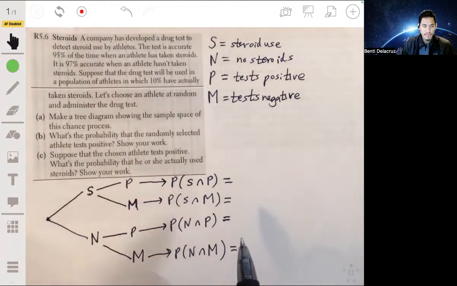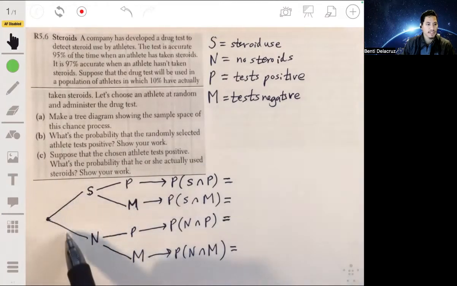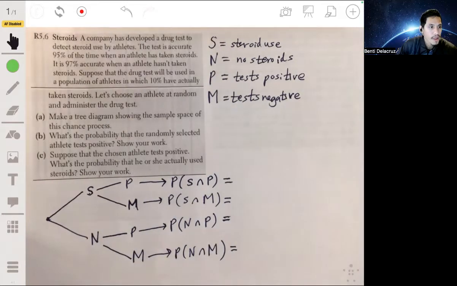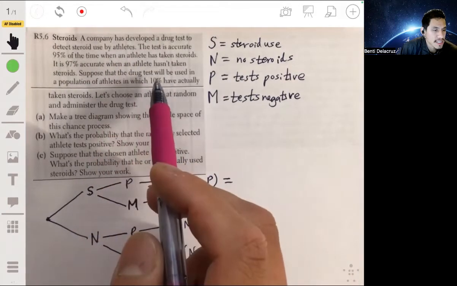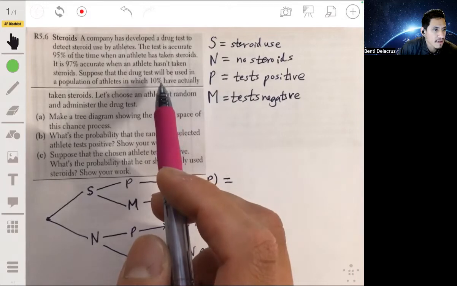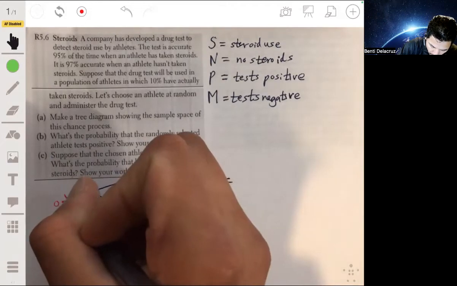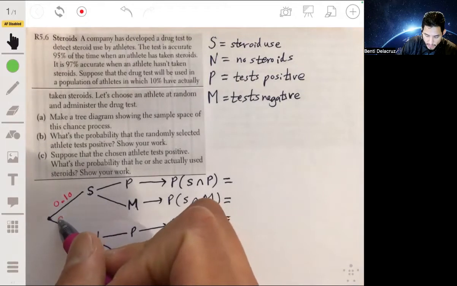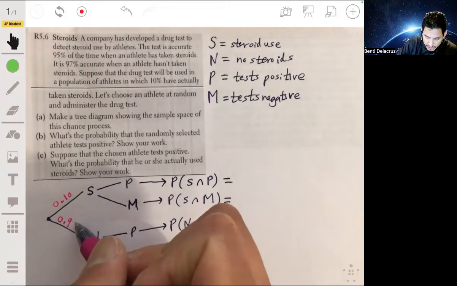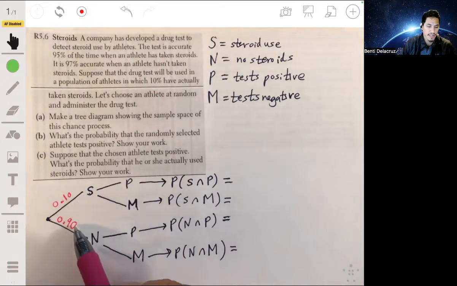Let's look for what the values of these four probabilities are. Now let's start from the beginning. We have two possibilities. They use steroids or they don't. In the problem, it tells us that 10% of the athletes have taken steroids. So I'm going to put 0.10 over here. If 10% of them took steroids, that means the remaining 90%, or 0.9, didn't take steroids, because these two have to add up to 1. Either they took steroids or they didn't.